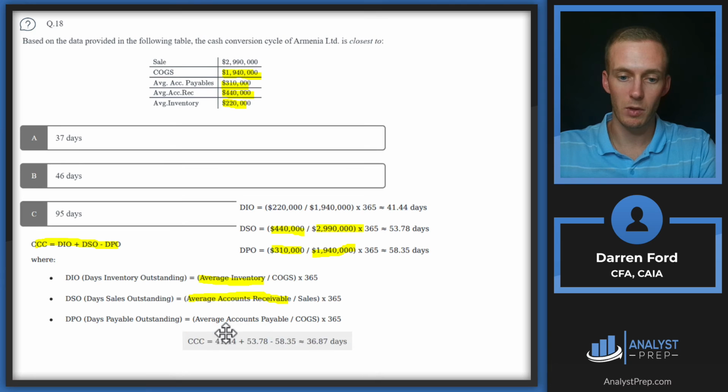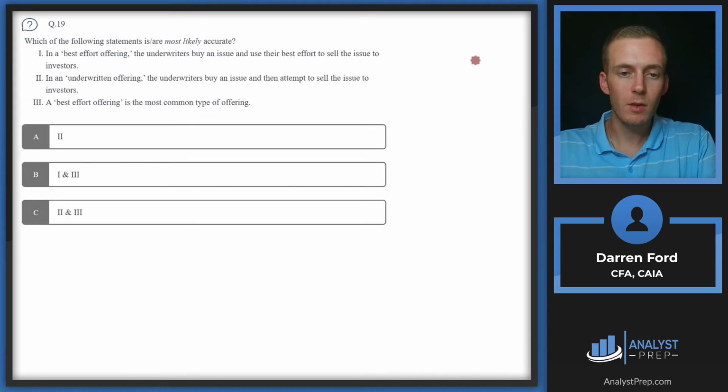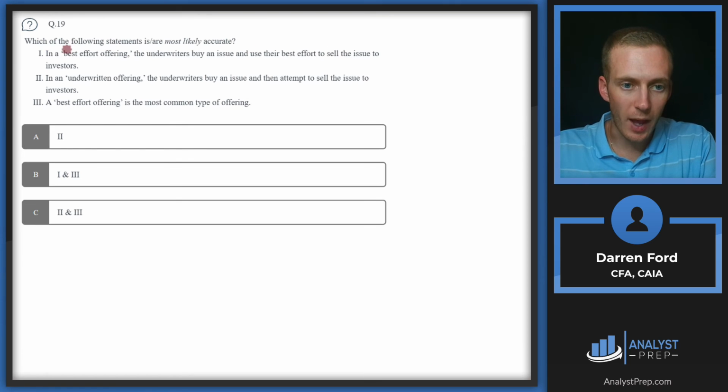And so we pull all that in, and we see we get 36.87 days, so we'll round up and go with A, 37 days. Question 19. Which of the following statements is or are most likely accurate? So we've got 3 statements here, and then our answers are some combination of each of these statements. So it'll be either statement 2 is accurate, 1 and 3 are accurate, or 2 and 3 are accurate. So let's walk through these statements.